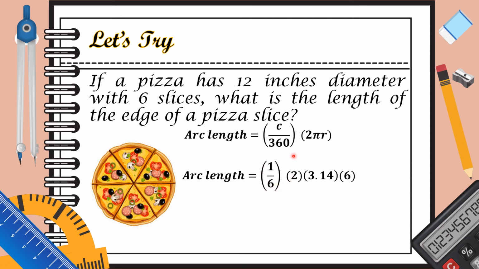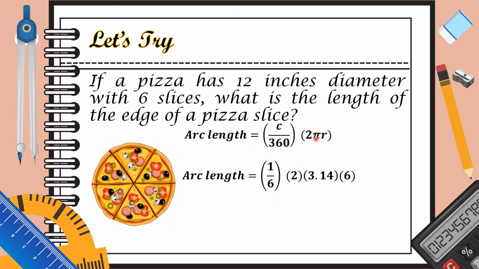Ulitin ko, kung nalilito kayo, pwedeng ang gawin nyo 360 degrees divided by 6. So, that is equal to 60. So, magiging 60 divided by 360 equal pa rin siya kay 1 over 6. Okay? So, ito ay shortcut lang. 1 part ng slice is 1 over 6. 6 na pieces kasi siya.